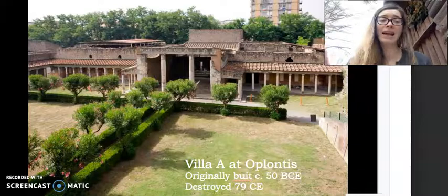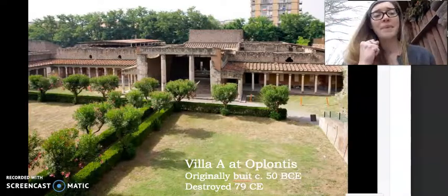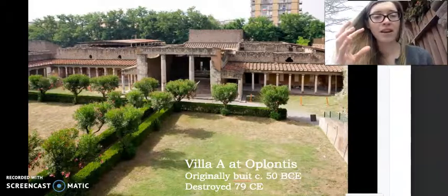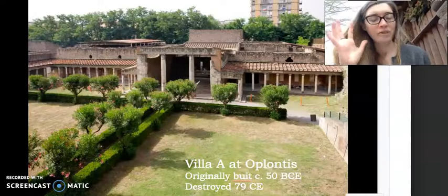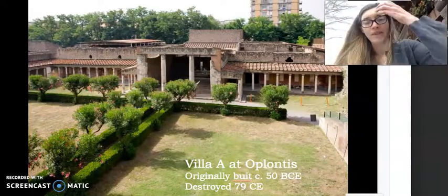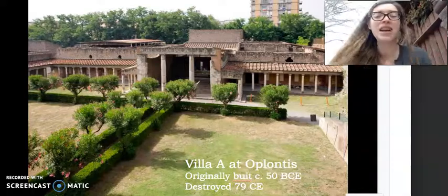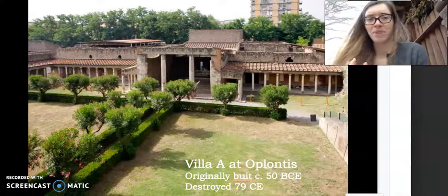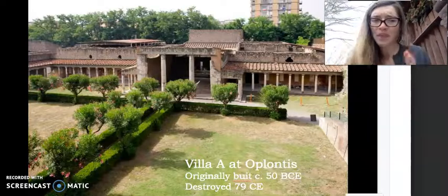Now, Oplontis Villa A is one of the most luxurious villas that we have. It has a potential imperial connection with Nero's wife Poppaea, given an amphora that was found on the site that has an inscription to Secundus of Poppaea, probably a slave. So there's a potential connection to the imperial house here, but not necessarily a confirmed one.